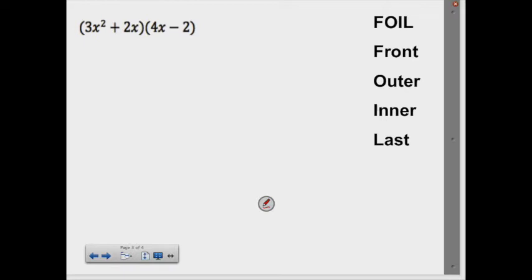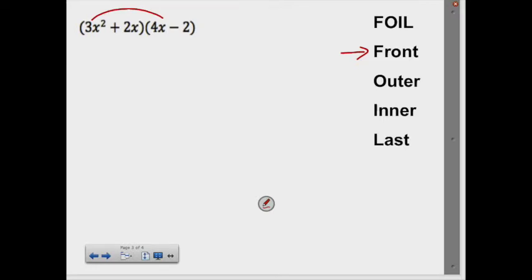Notice they don't even need to have the same like terms. We have a 2x and a 4x. Those are like terms. But there's no other like term for the negative 2, and there's no other like term for the 3x squared. That's perfectly okay. With FOIL, we can do that. Let's give an example of what FOIL does. We're going to start with the front. So I'm going to multiply the two front terms of the binomial together.